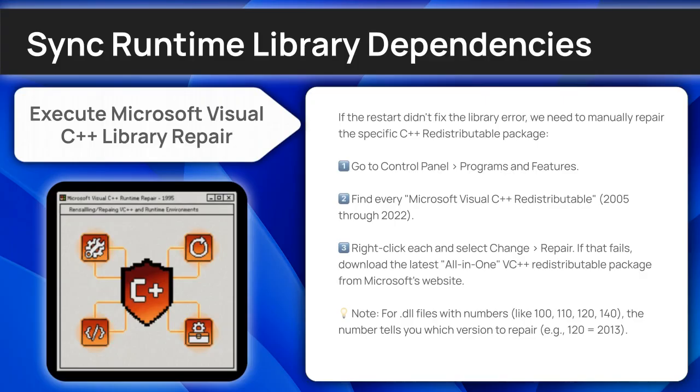First, go to Control Panel, then select Programs and Features. Second, find every Microsoft Visual C++ redistributable, 2005 through 2022. Third, right-click each and select Change, then select Repair. If that fails, download the latest all-in-one VC++ redistributable package from Microsoft's website. Please note that for DLL files with numbers, the number tells you which version to repair. For example, 120 equals 2013.